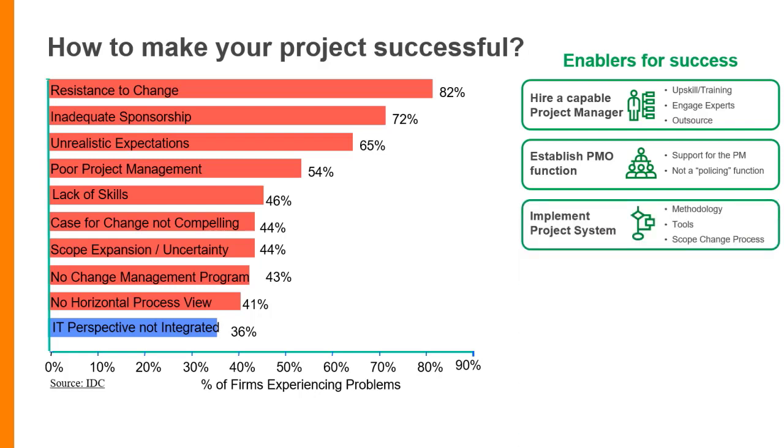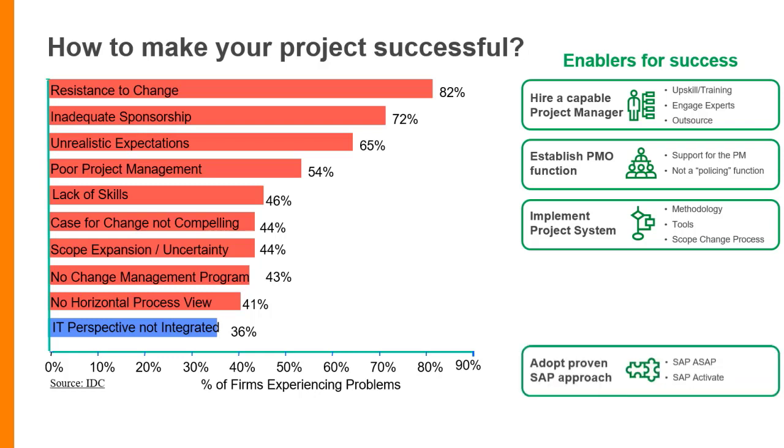The second enabler we want to introduce is this. The third enabler is implementing a project system. We want to implement a project system that can be methodologies and tools, and most important, we need to make sure that in that project system, there is a rock solid scope change process. So that's our third enabler.